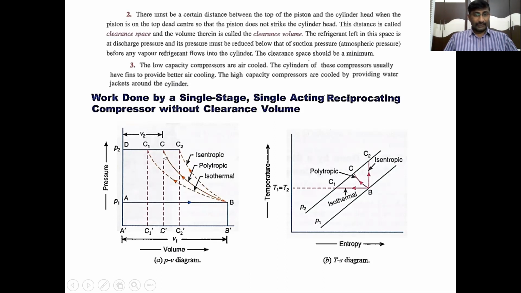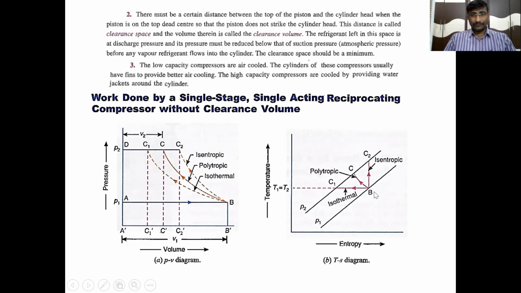Here, these are the compression processes. This is the suction stroke AB, BC is the compression stroke, and C to D is the delivery stroke. Again, the cycle repeats like this. P1 is the suction pressure, P2 is the discharge pressure. Clear? Same as the TS diagram. From V2 only, this TS diagram shows only the compression process.